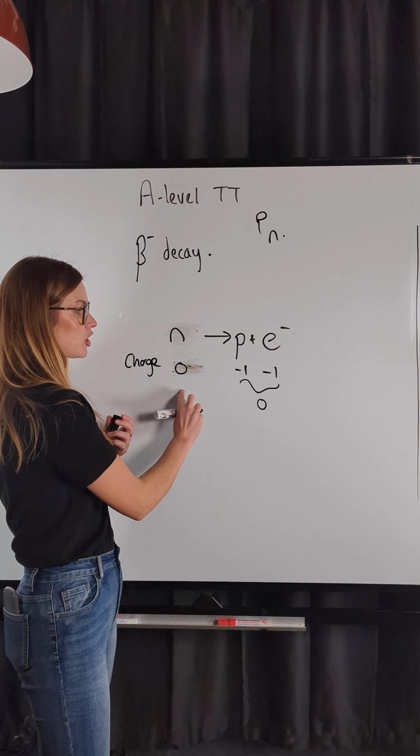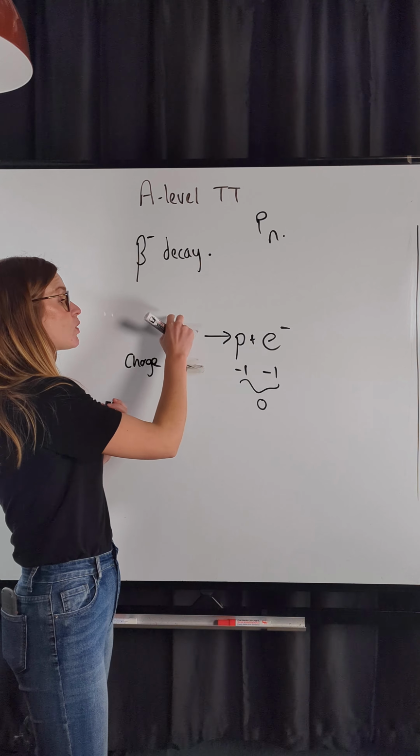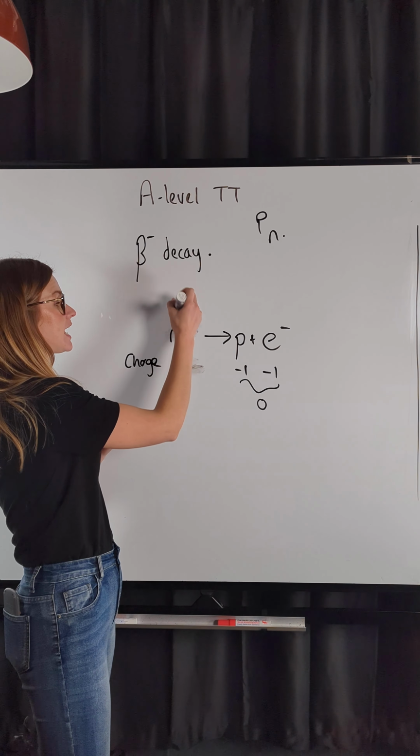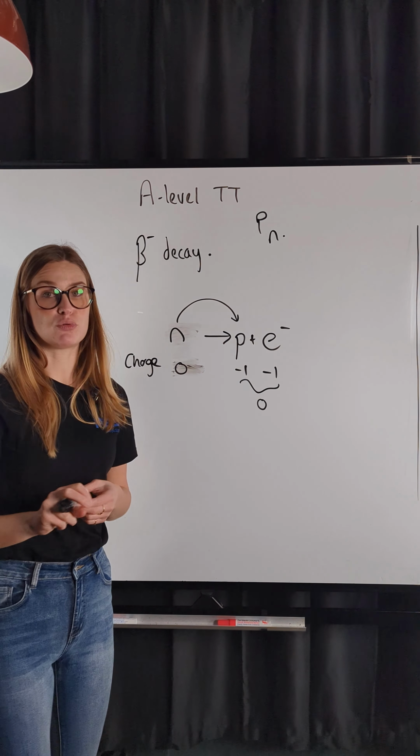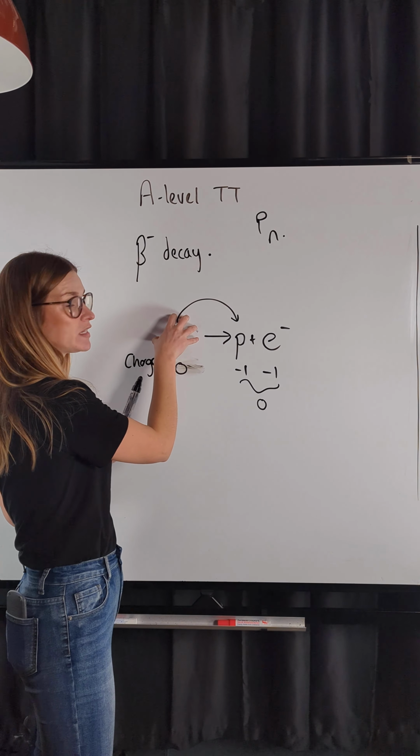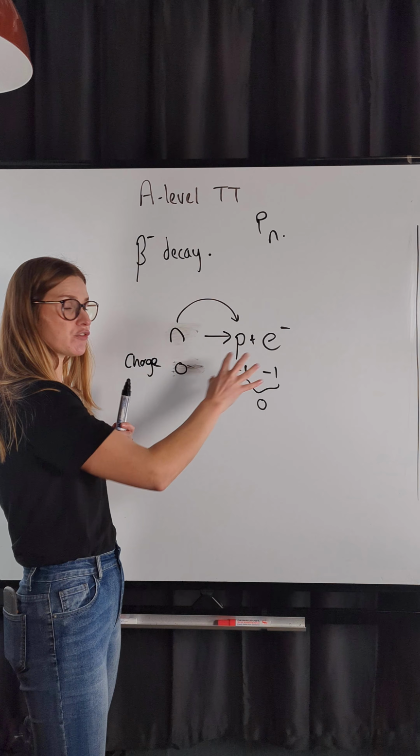So we can see our charges now are balanced on both sides of the equation. What happened inside the nucleus in beta minus decay was a neutron changed into a proton. So it's a nucleus that's got too many neutrons. Now we need to finish off our equation.